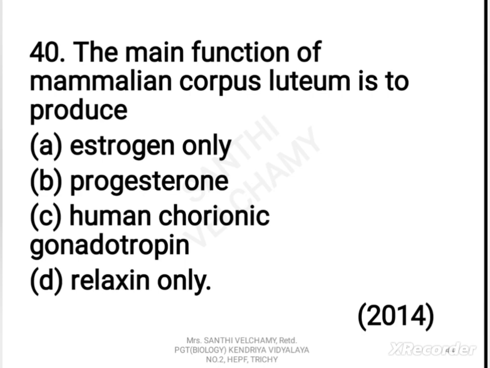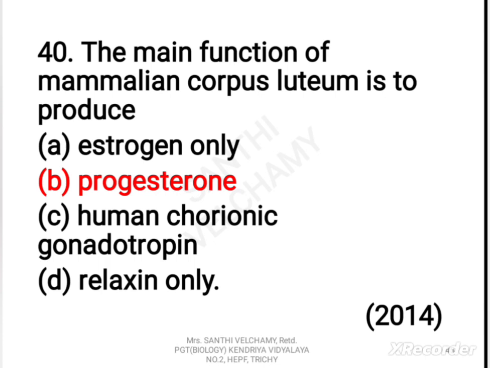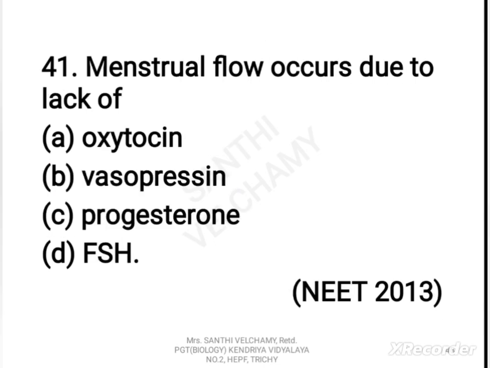Now next question. The main function of mammalian corpus luteum is to produce A. Estrogen only. B. Progesterone. C. Human chorionic gonadotrophin. D. Relaxin only. Can you tell the correct answer? It is B. Progesterone.